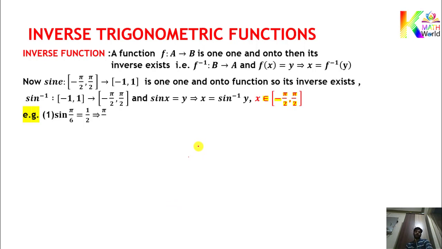Now we consider one illustration. We know that sine 30 is 1 by 2. You can see here sine 30 is 1 by 2. This is the important thing.